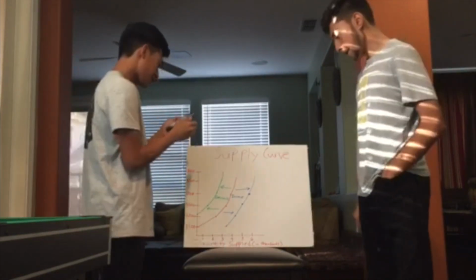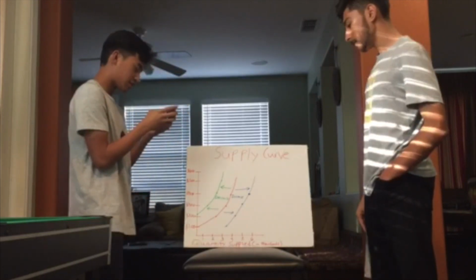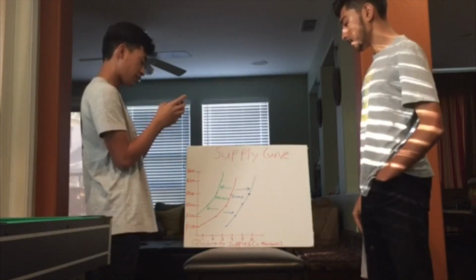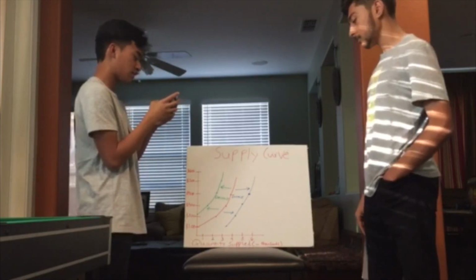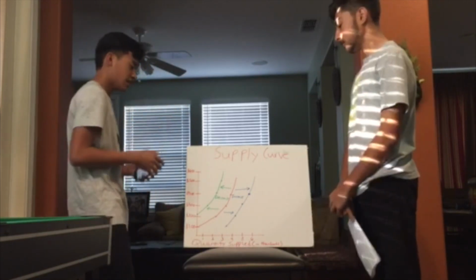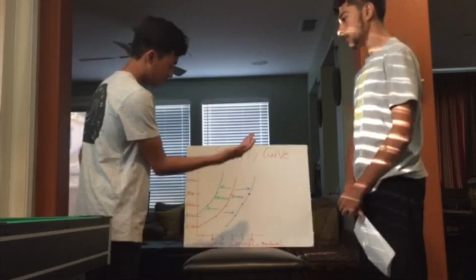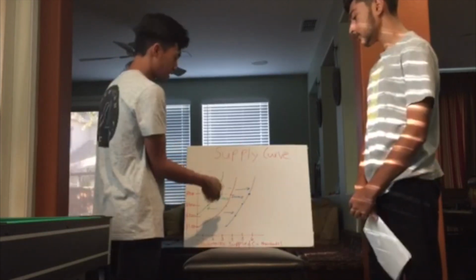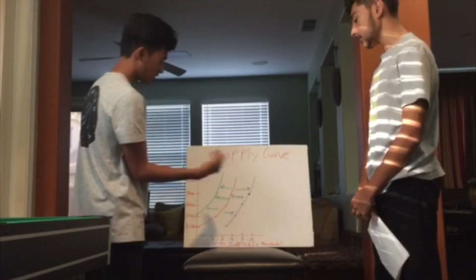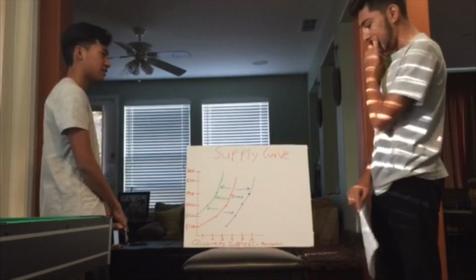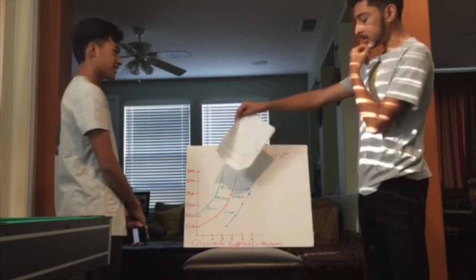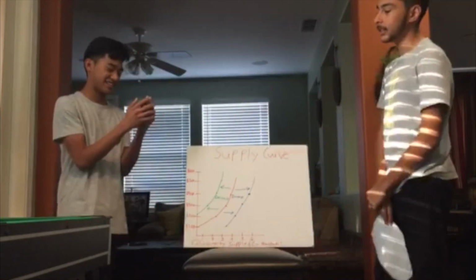Alright, so here's a supply curve. Basically, a supply curve in economics is a graphic representation of the relationship between the product's price and the quantity of the product that a seller is willing and able to supply. In the graph, if it shifts to the right, then it's an increase. If it shifts to the left, then it's a decrease in supply. Okay, so right is increase, left is decrease. There you go. I got it.